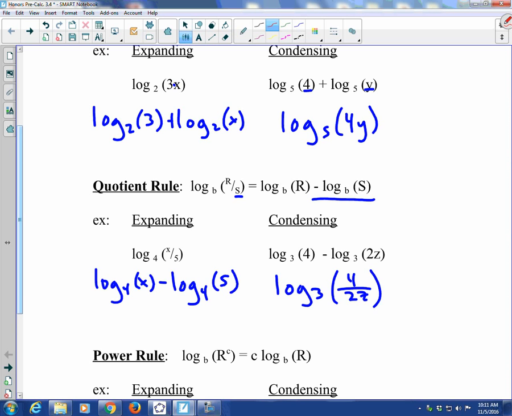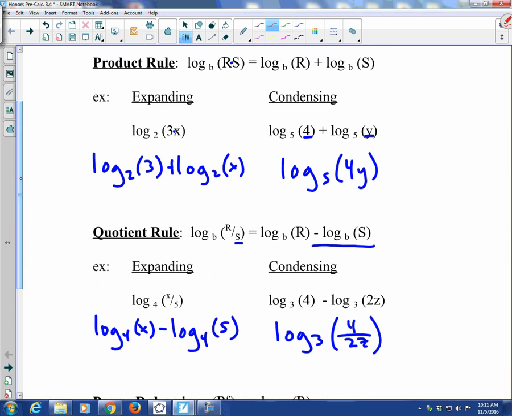Right here, what we want to do is sort of generalize the product rule and the quotient rule. And in general, what we can say is that what's inside positive logarithms, when we condense, is always going to be multiplied in the numerator. And what's inside negative logarithms is always going to be multiplied in the denominator.